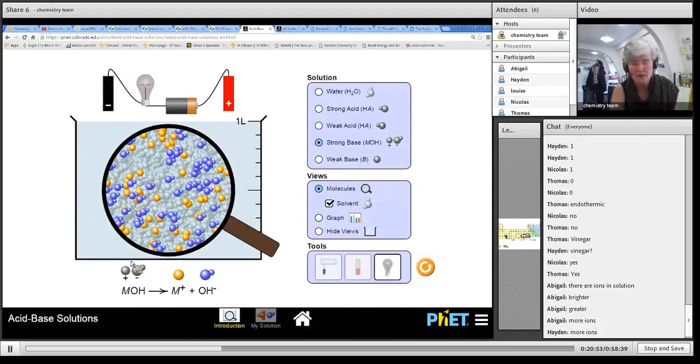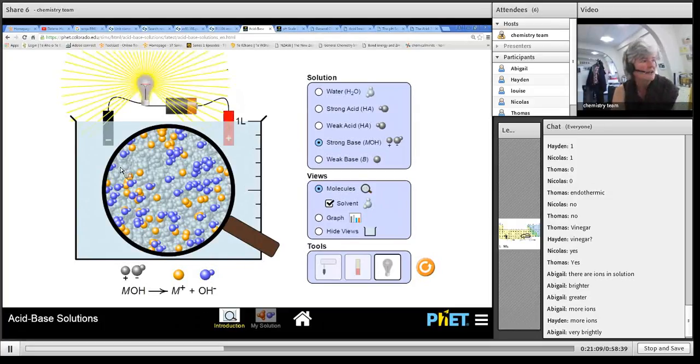It's broken up completely. So do you think my light bulb is going to glow very brightly or not that brightly or not at all? Very brightly. Okay, and there it is. So it's the same as a strong acid. It'll glow very brightly because I've got lots of ions in solution.